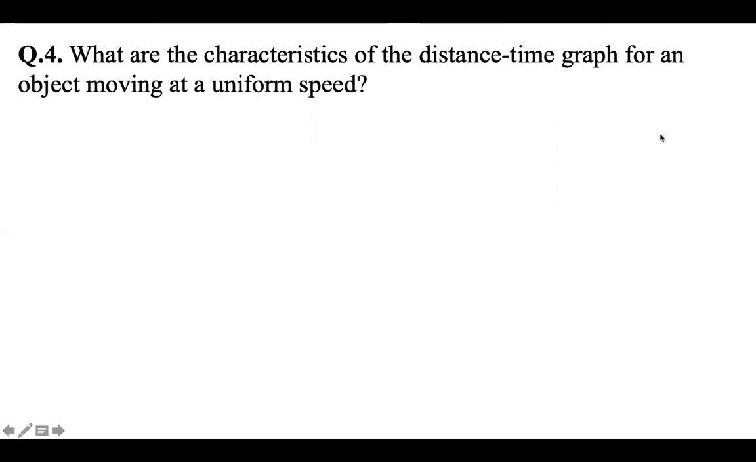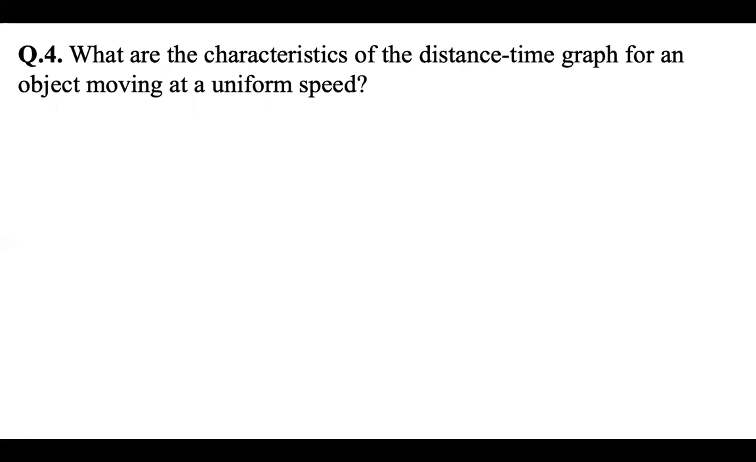Question is, what are the characteristics of the distance time graph for an object moving at uniform speed? So अगर एक ऑब्जेक्ट यूनिफॉर्म स्पीड से मूव कर रहा है तो उसके डिस्टेंस टाइम ग्राफ के बारे में हम लोग क्या बोल सकते हैं? क्या क्या कैरेक्टरिस्टिक्स होंगे, कौन बताएगा मुझे? Sir, it is a straight line. So distance time graph of an object moving with uniform speed is a straight line.